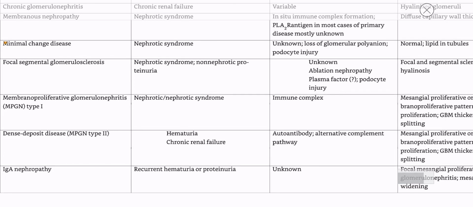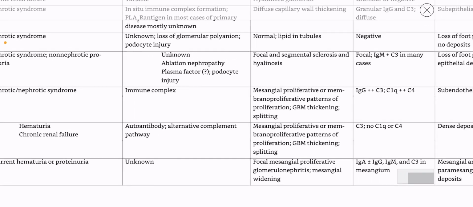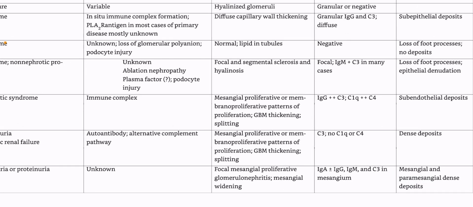The last one is the IgA nephropathy, which causes recurrent hematuria or proteinuria. Unknown cause, there is focal mesangial proliferative glomerulonephritis, mesangial widening, and IgA with or without IgG, IgM, and C3 in the mesangium, and it's a mesangial and paramesangial dense deposit disease.